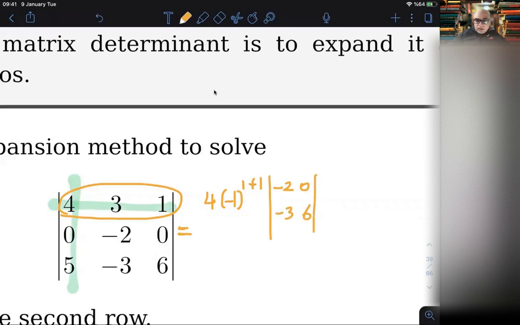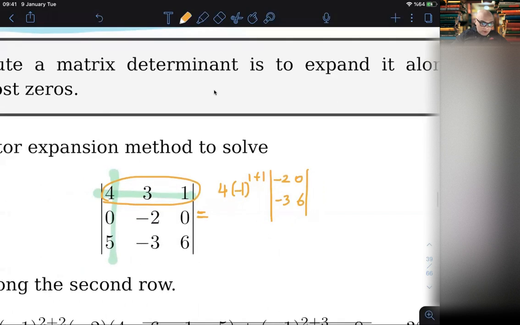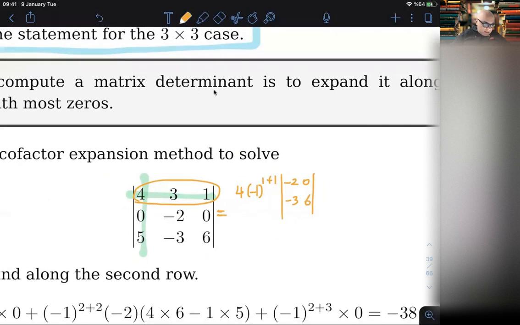Okay, this is the first entry, so I will compute this determinant. And next is plus this. I look at the second entry here, which is 3. The position of 3 is -1 to the power first row and the second column. And now what I do is I delete this column and this row, so I get a 2 by 2 matrix, 5 and 6.